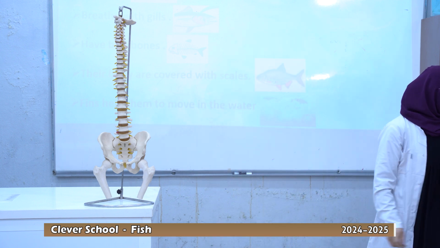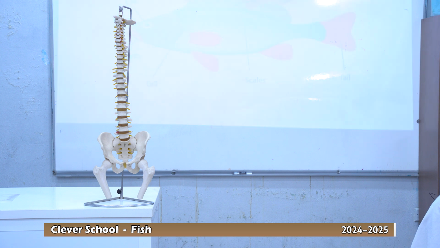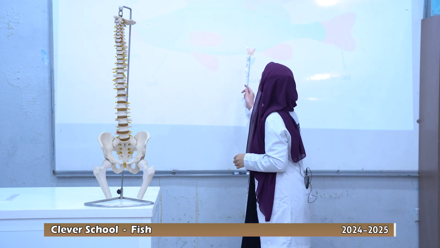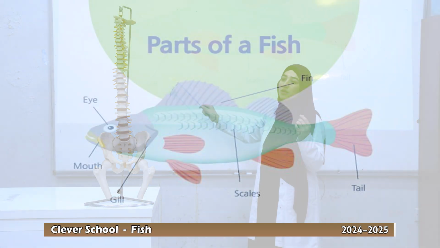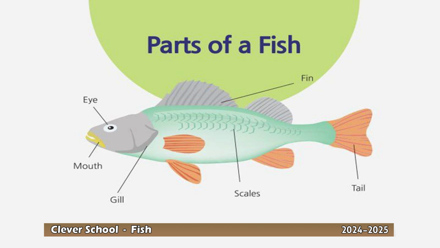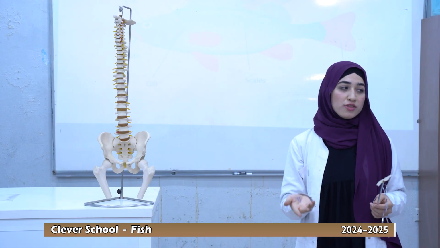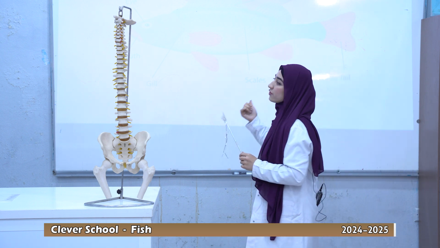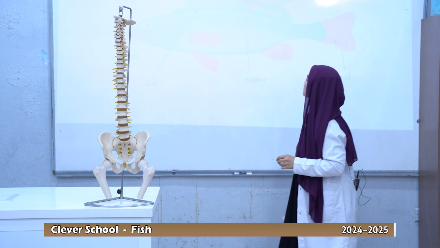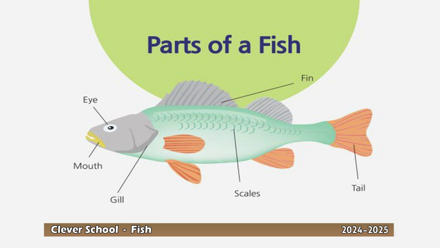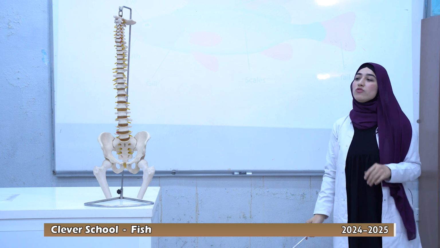Okay? Let's see the gills. Here we have parts of fish. For example, we have gills. Okay? We said that in mammals, birds, and amphibians, we said that they breathe with what? No, mammals, birds, and amphibians breathe with lungs. But here in fish it's different because they don't have lungs, but they have gills. They breathe with gills. And their body are covered with scales. And they have what? Fins to help them to move in water.